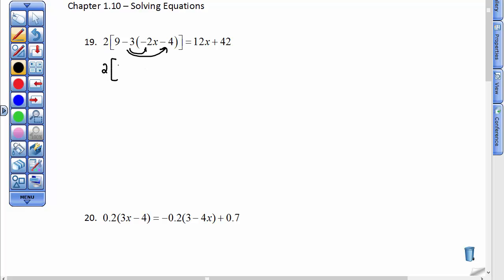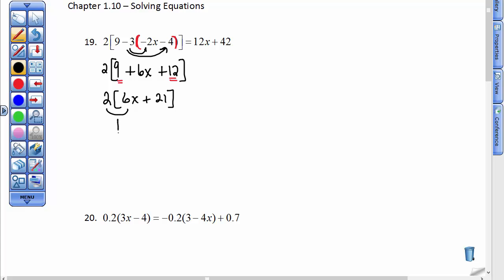Again, I'm being very deliberate and trying to bring everything down right below. So this essentially negative 3 times a negative 2 is a positive 6x, and negative 3 times a negative 4 is a positive 12. And as a result, I got rid of that set of grouping symbols. I think before I go on, I'm going to take the 9 and the 12 and add them together inside those parentheses. So I'm just going to clean up the left side. So I've got a 6x, and then the 9 and the 12 add to be 21. And so let's keep going.